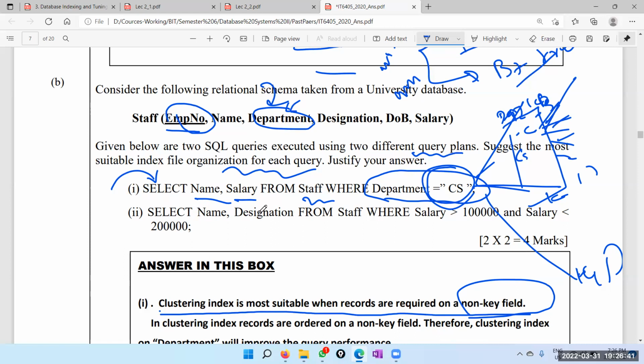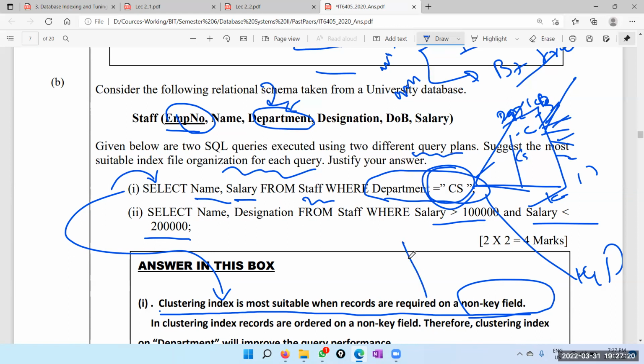Second one. Of course, you need not a little bit of luck, a lot of luck to get this kind of questions right. Unfortunately. Select name, designation from staff where salary is greater than 100,000 and less than 200,000. It's a range query.